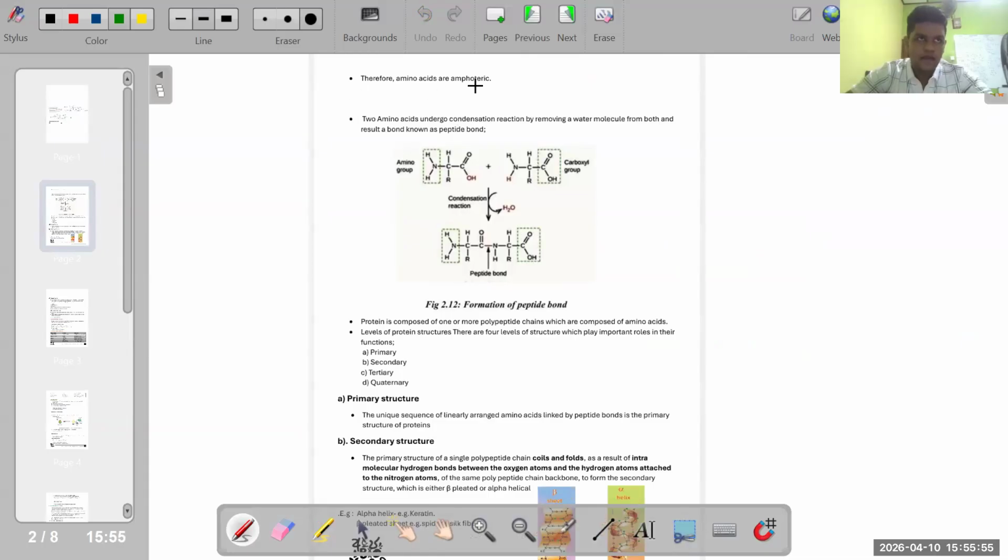Therefore, amino acids are amphoteric molecules. We explain why they are amphoteric. Right. Two amino acids undergo a condensation reaction. Condensation reaction means, now if you have the resource book, I hope you both have the resource book, under that note part, just underline that condensation and above it write condensation reaction means water removing reaction. Okay.